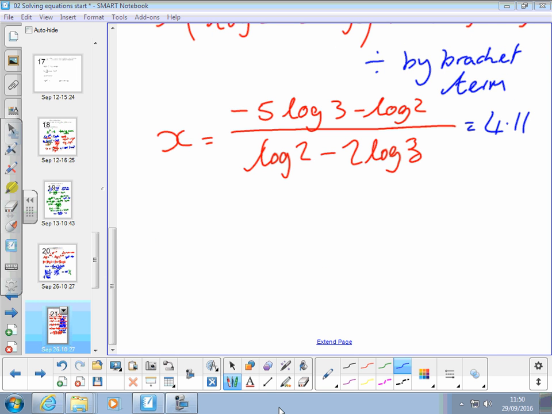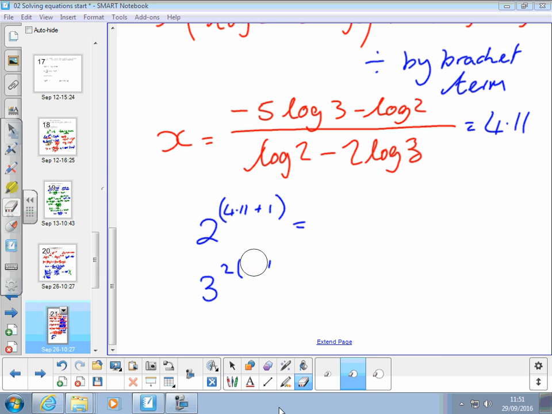So to check that, we'd need to do 2 to the power of 4.11 plus 1, equals, and 3 to the power of 2 times 4.11 minus 5. Sorry, for the 2x minus 5, so 2 times 4.11 minus 5. If you do each of those, if you're right, they should come out more or less the same. We've rounded, remember. So we're putting that into both halves of the original equation. We should end up with the same number.